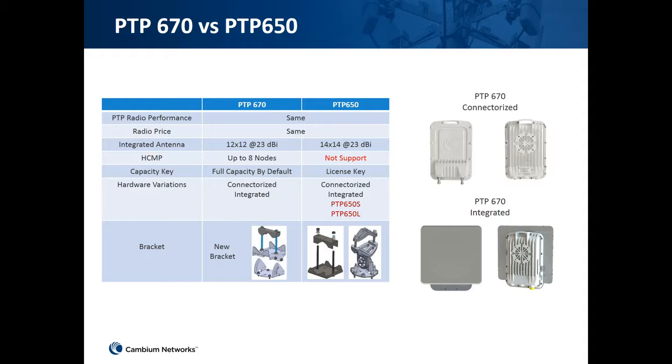All right, so another change: the 650 comes in the 650, 650S, and the 650L, which is a slightly different form factor. We do not have that. We just have the two variations, which are the PTP 670 connectorized and the PTP 670 integrated version. We also have new mounting brackets. These have the tilt mechanism in them as the 650 does, but they look better, are much easier to handle, and are a little bit lighter, but the durability and sturdiness is the same. Rather than the previous one, which was bulkier, we have tried to make it much leaner, while keeping the same application.